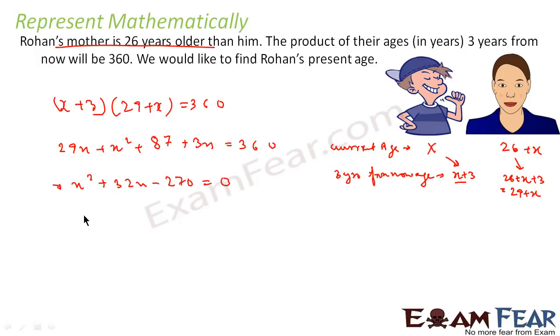And this is a quadratic equation because it is of the form ax square plus bx plus c, where a is equal to 1, b is equal to 32 and c is equal to minus 273. And we can solve this. How to solve this we'll explain. But this is what we have done: we have represented this real life scenario as a mathematical quadratic equation.